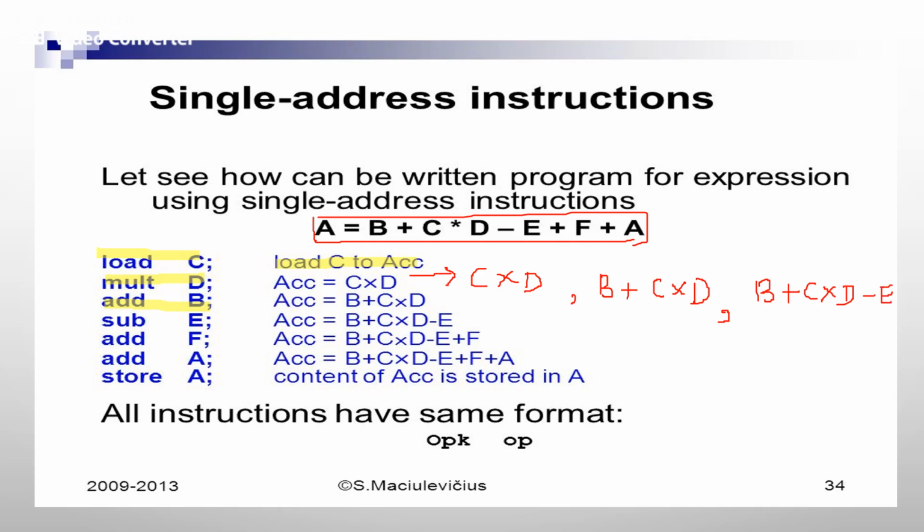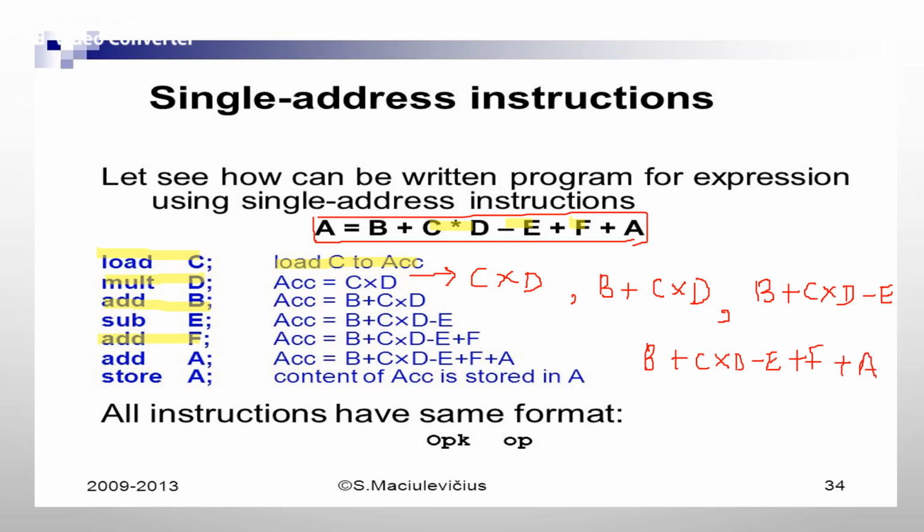So now we perform C into D, minus E, and next consider add F, so that is plus F. So now the content is nothing but B plus C into D minus E plus F. Once again we can add A.